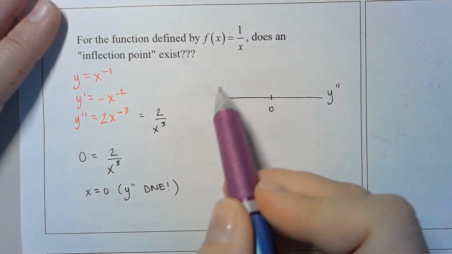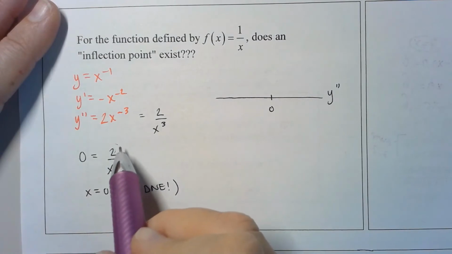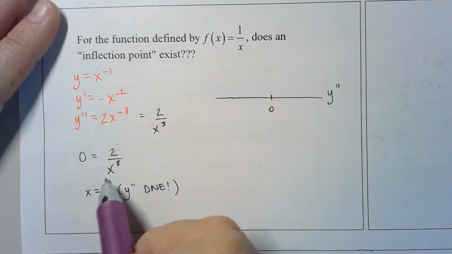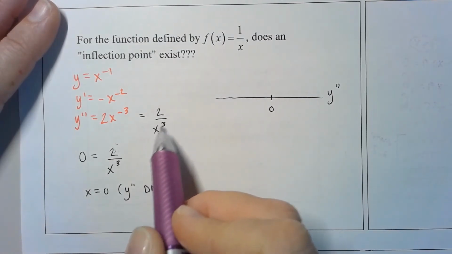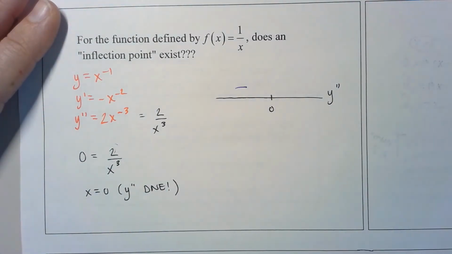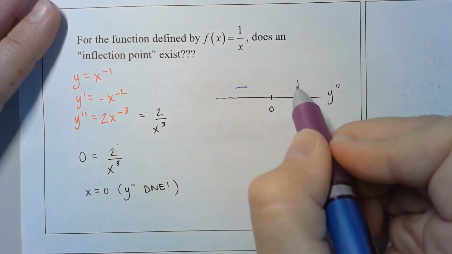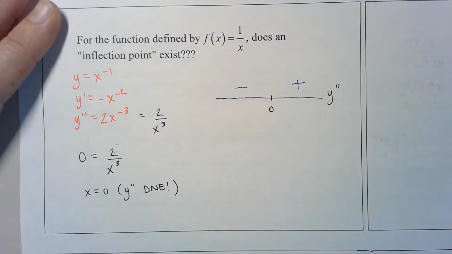Perfect. Let's pick a number to the left of 0. I don't know, like -1. And remember, we're plugging into the second derivative, right? If I plug in a negative, I cube it, it's still negative. And a positive divided by a negative is a negative. Pick a positive one, cube it, still positive. A positive divided by a positive is a positive.